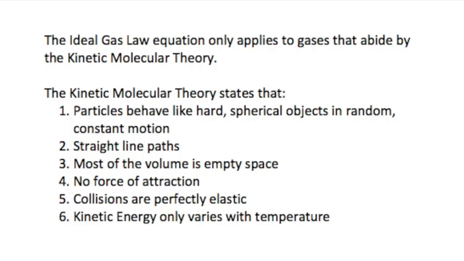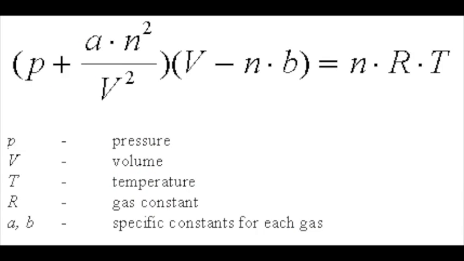The particles must behave like hard, spherical objects in random, constant motion. The particles must follow straight line paths. Most of the volume in the container must be empty space. There may be no force of attraction within the gas. Collisions among gas particles must be perfectly elastic, and the kinetic energy of particles may only vary with temperature. If these conditions are true, the ideal gas law may be applied.